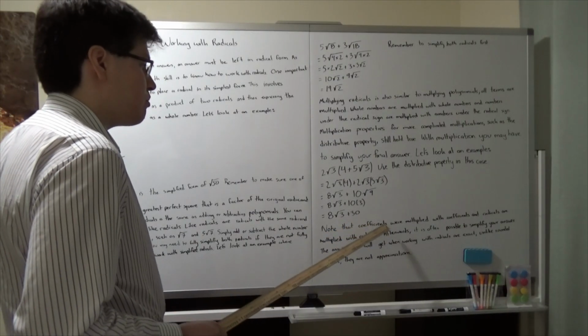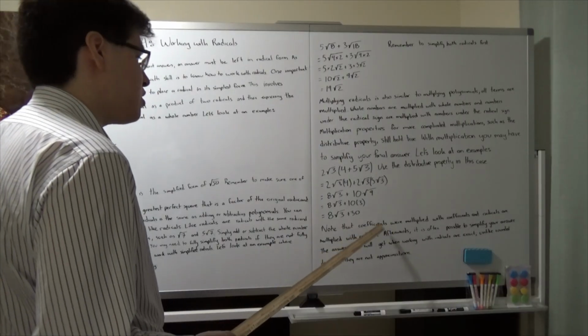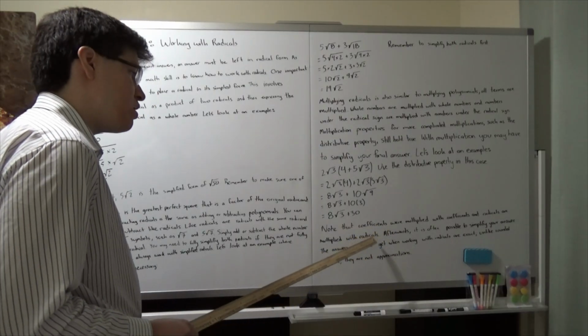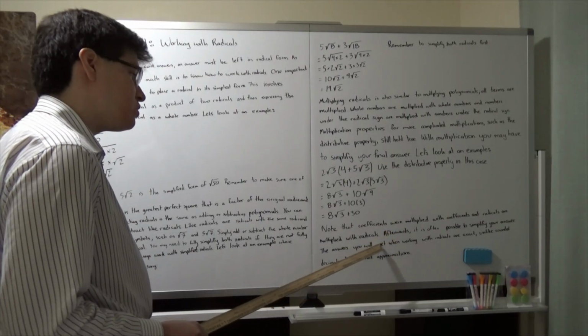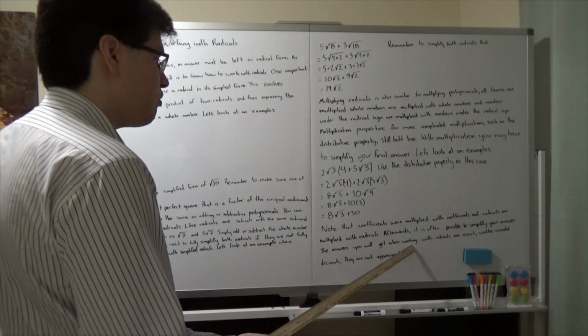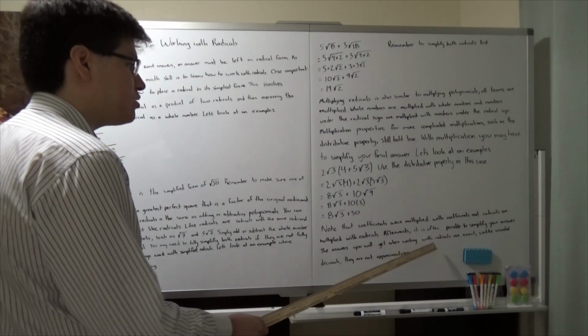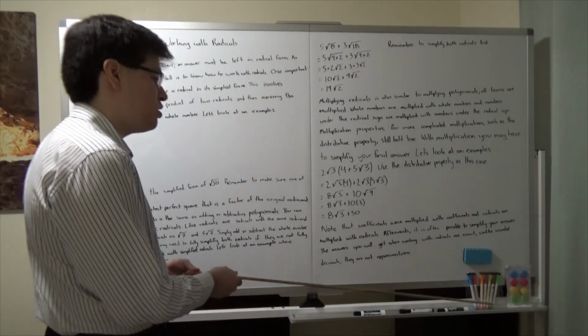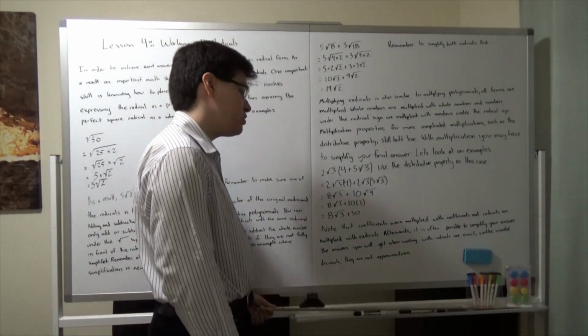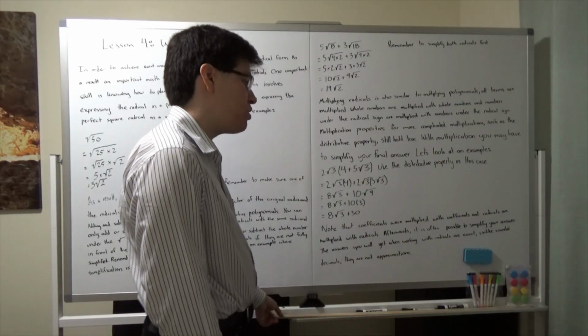Note that coefficients are multiplied with coefficients and radicals are multiplied with radicals. Afterwards, it is often possible to simplify your answer. The answers you will get when working with radicals are exact. Unlike rounded decimals, they are not approximations. Don't round your final answer into a decimal unless the question asks you to.